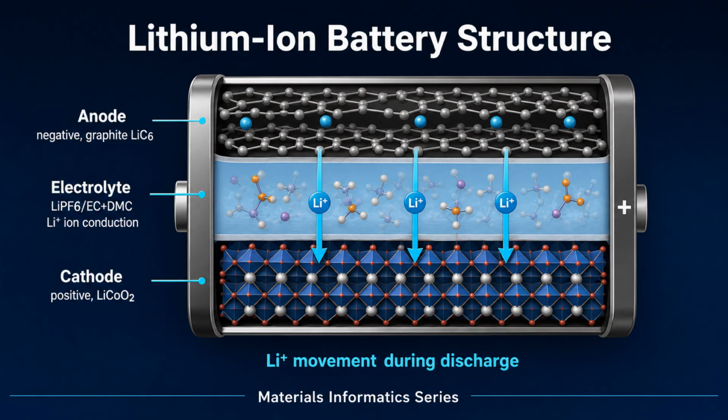Let's look at the structure of a lithium-ion battery, the dominant rechargeable battery technology today. It consists of three main components: the anode, typically made of graphite, which stores lithium between its carbon layers as lithium graphite; the electrolyte, a liquid solution such as lithium hexafluorophosphate dissolved in organic solvents, which carries lithium ions; and the cathode, such as lithium cobalt oxide, which accepts and releases lithium during cycling.